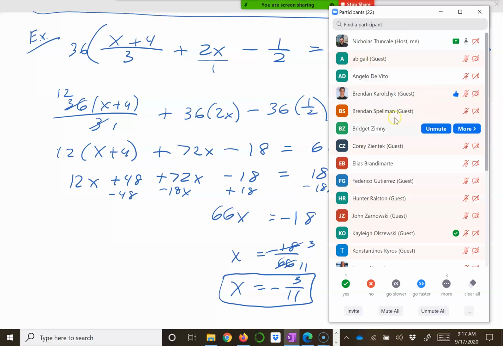Now, does anyone see an easier way to do what I just did? Because multiplying by 36 kind of made the numbers bigger. It didn't necessarily make it too much harder, but I could have multiplied by a smaller number. Does anyone know what number I could have multiplied this by? Anyone want to take a stab?